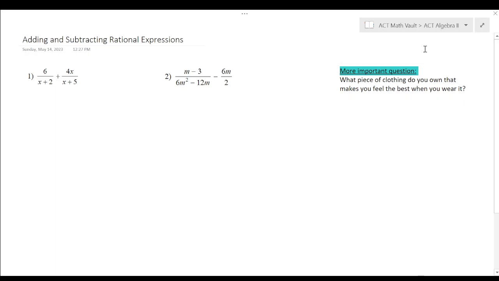To make sure we don't take ourselves too seriously, let's think about the fun question. What piece of clothing do you own that makes you feel the best when you wear it?